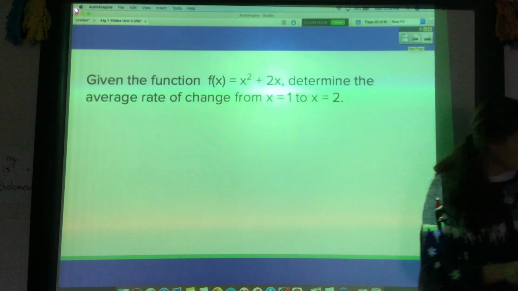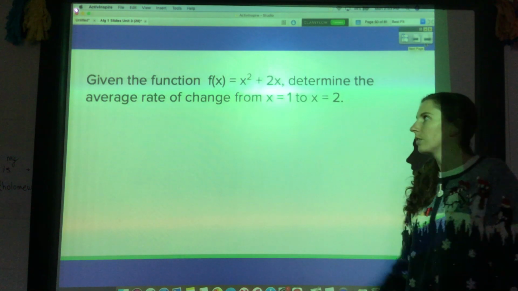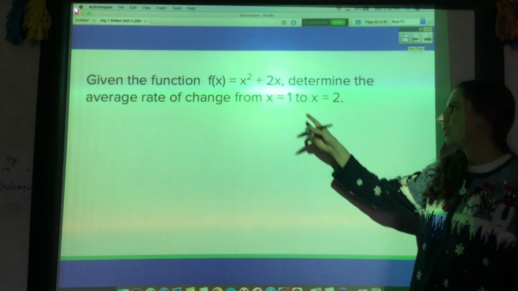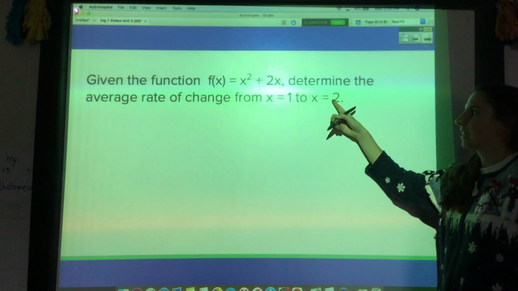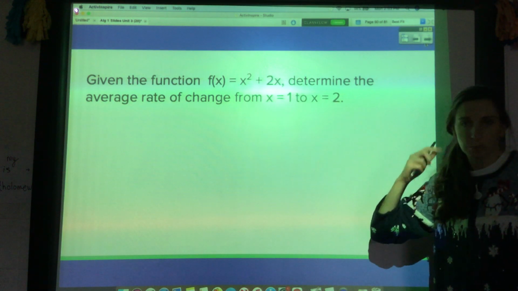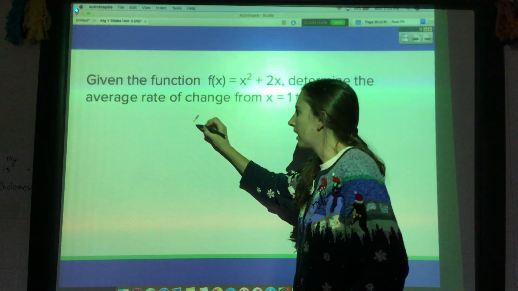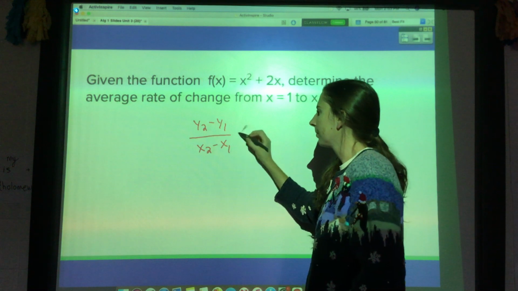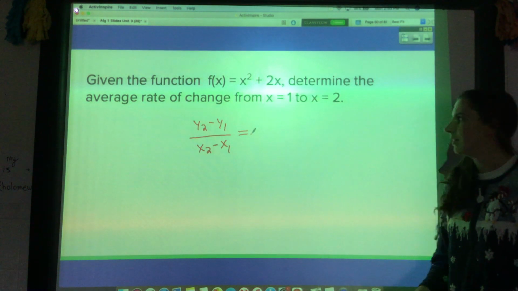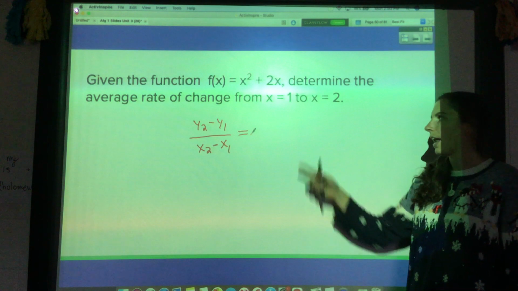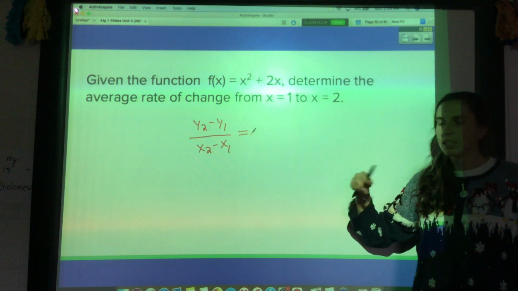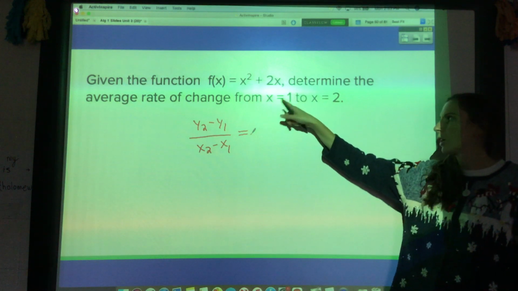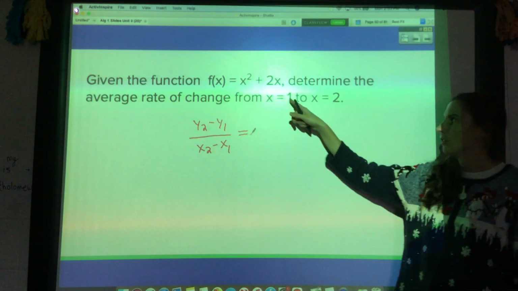All right, last one. This one doesn't give us a graph or a table, it gives us just a function. If I want to determine the average rate of change from where x is 1 to where x is 2, I'm just finding the slope. And so that's y2 minus y1 over x2 minus x1. Here's the problem. To find the slope, I need 2 points, and I only have the x values currently. I need to find the y values that go with these x values. I need to find the outputs that go with these inputs. And to do that, just put them in the equation.